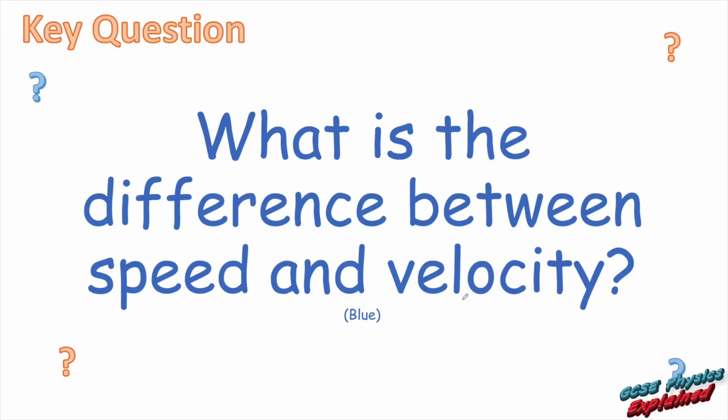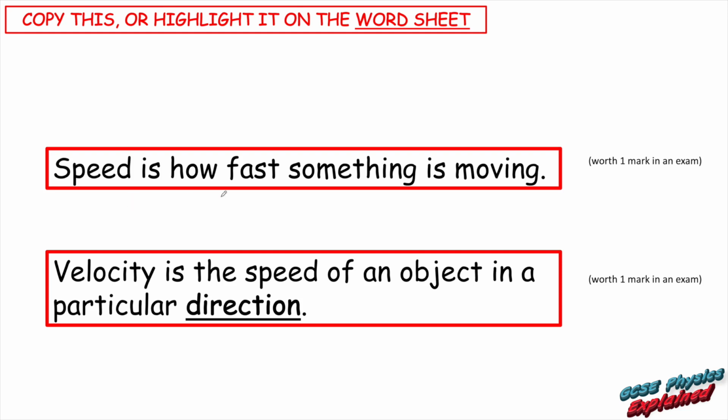Right, what is the difference between speed and velocity? Well, if you can tell the examiner that speed is how fast something is moving, you'll get 1 mark in an exam. If you can tell the examiner that velocity is the speed of an object in a particular direction, then you'll get another mark. So the examiners are basically looking for the definition for speed and the definition for velocity. I've seen that question quite a few times over the last 22 years.